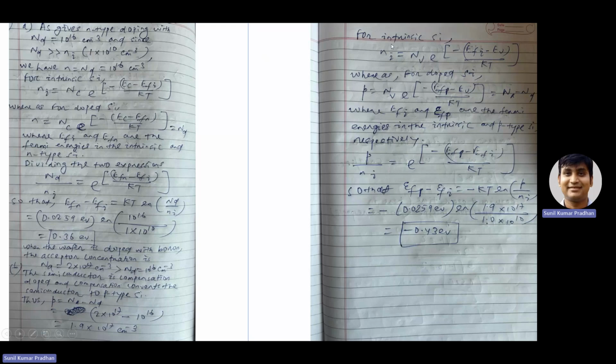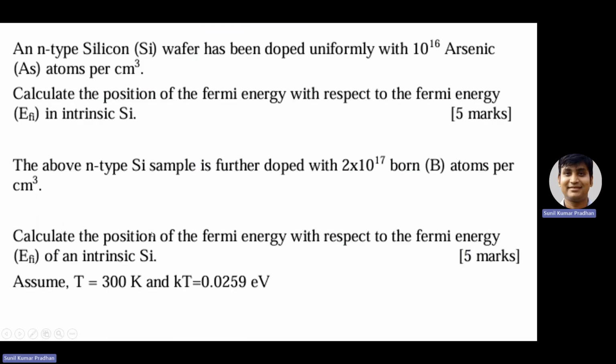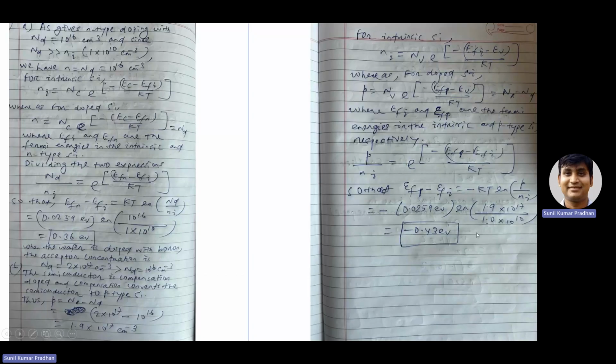Now if we divide these two expressions, hole concentration divided by intrinsic concentration, it comes to be e to the power minus (EFp minus EFi) by kT. So EFp minus EFi will be minus kT ln(p/Ni). So we get minus 0.43 eV. This is the answer to the second question, the position of Fermi energy with respect to the Fermi energy of intrinsic silicon: minus 0.43 eV.